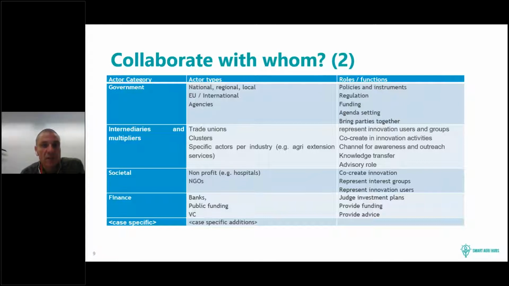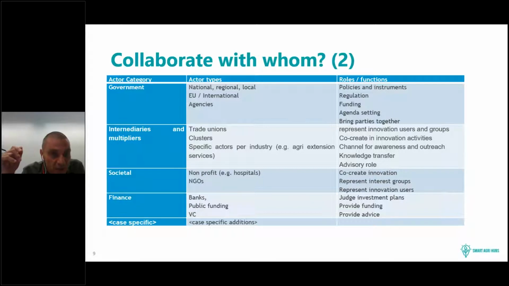Government actors, that could be national, regional, and local governments, could also be EU and international bodies, could also be agencies supporting the government tasks. What do they do? They create policies and instruments. They create new regulation, or they monitor regulation. They provide funding to stimulate certain actions, and they also do agenda setting. So creating a perspective for the future. They also sometimes bring parties together.